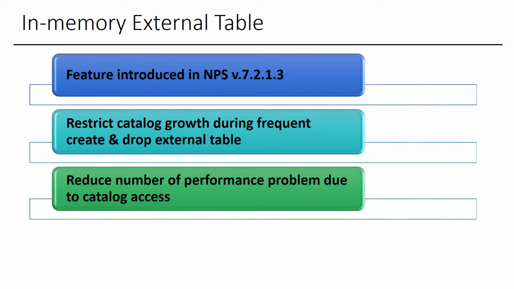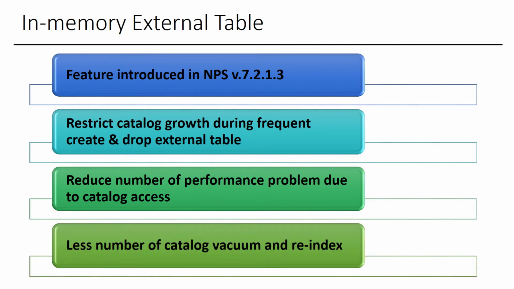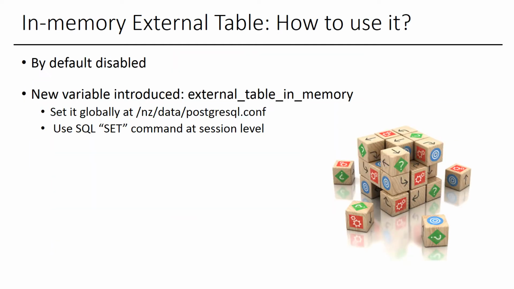As in-memory external tables restrict the catalog growth, this helps to reduce the number of performance problems related to catalog access. By creating external tables in memory, the catalog will not grow with metadata and the system needs fewer offline or online vacuums. By default, this feature is off.